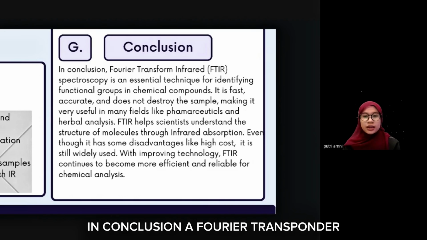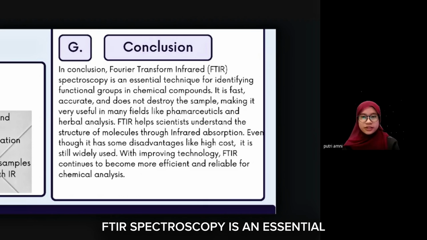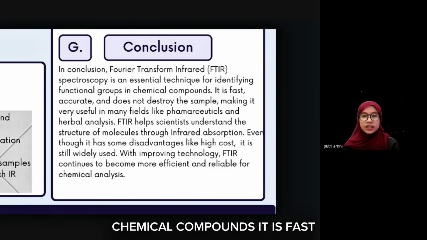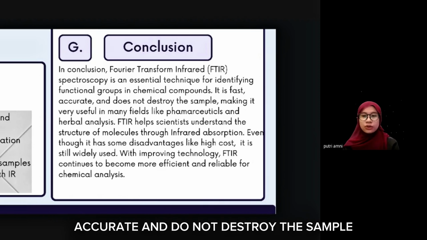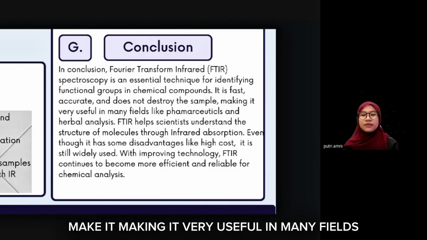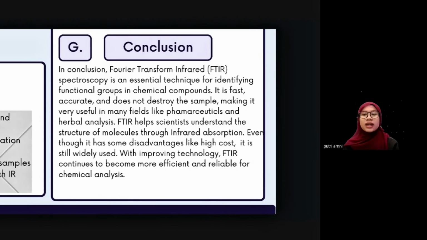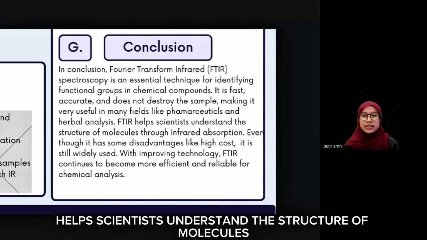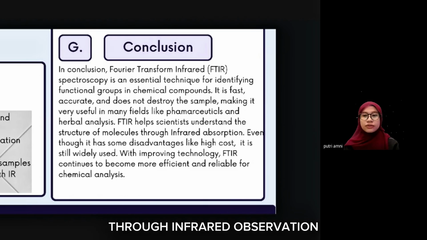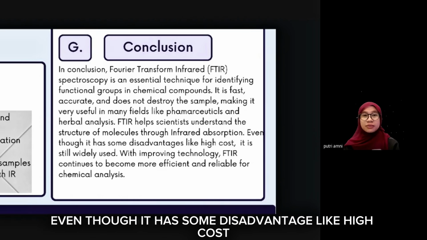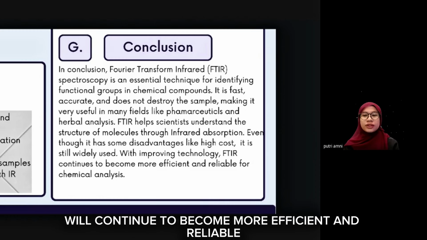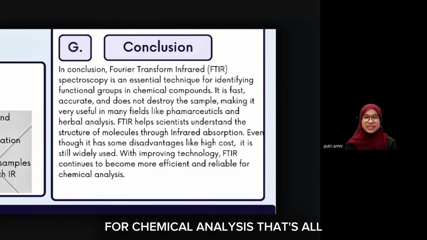In conclusion, Fourier transform infrared (FTIR) spectroscopy is an essential technique for identifying functional groups in chemical compounds. It is fast, accurate, and does not destroy the sample, making it very useful in many fields like pharmaceutical and herbal analysis. FTIR helps scientists understand the structure of molecules through infrared observation. Even though it has some disadvantages, like high cost, it is still widely used. With improving technology, FTIR continues to become more efficient and reliable for chemical analysis.